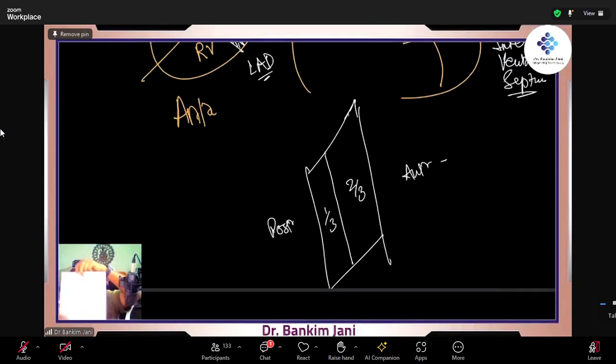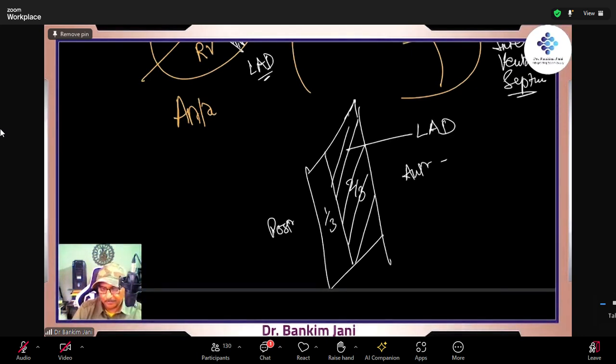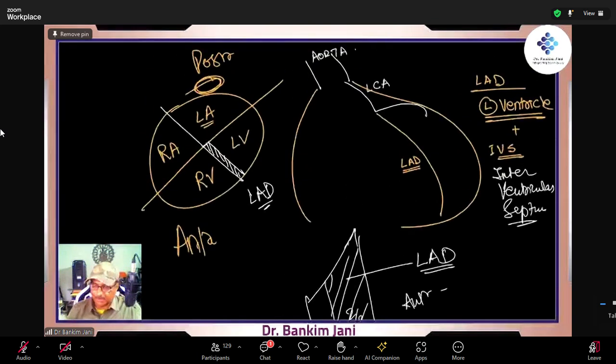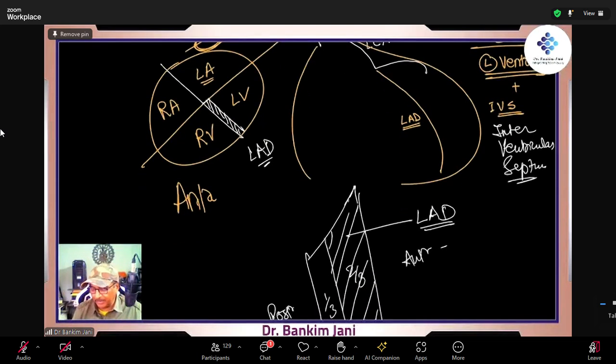And if I divide this paper like this, this part is posterior and this part is anterior. So this anterior 2/3 is what is supplied by the LAD. This means the left anterior descending is supplying the interventricular septum, plus it is supplying the left ventricle. Now, the left ventricle is that chamber from where? From the left ventricle, there goes the aorta.